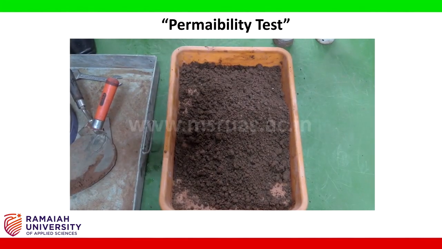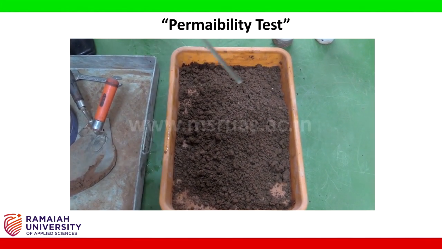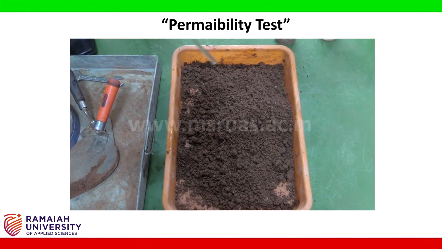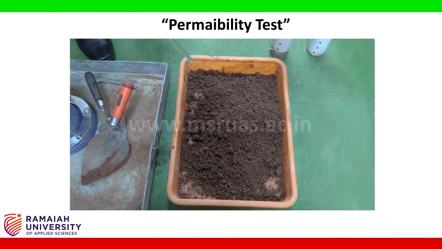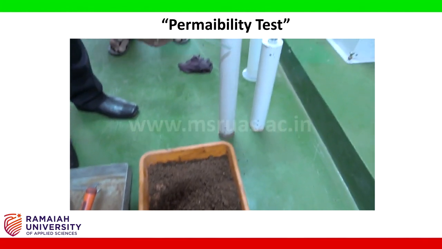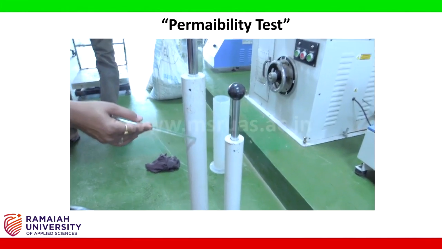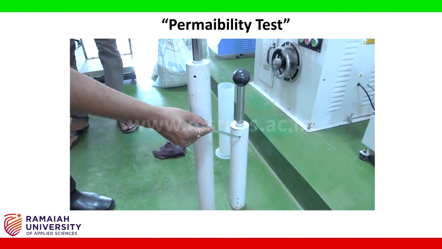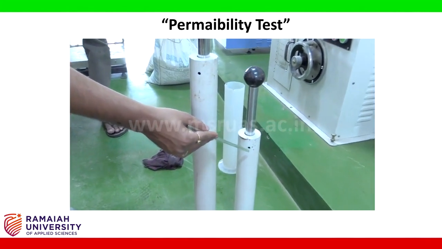The soil is now ready after being mixed with the optimum moisture, and now we can compact the soil in the permeability mold. For the compaction process, we can make use of the modified compaction method by making use of the modified rammer or the heavy rammer, or we can make use of the standard compaction rammer, that is the lightweight rammer.